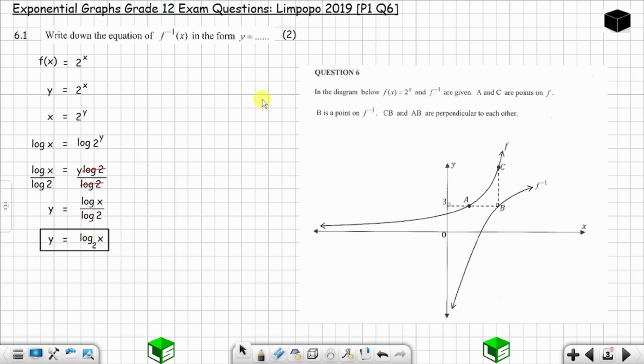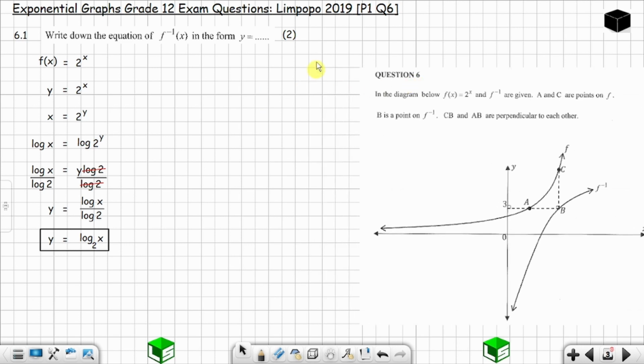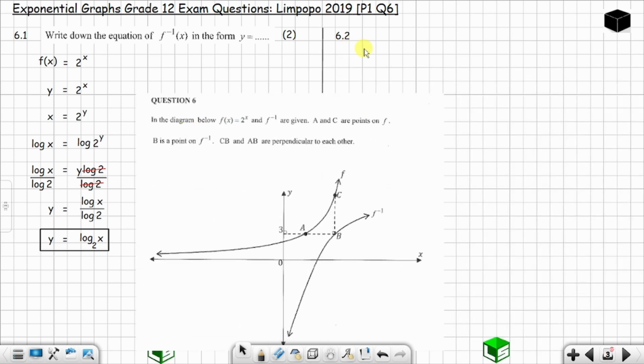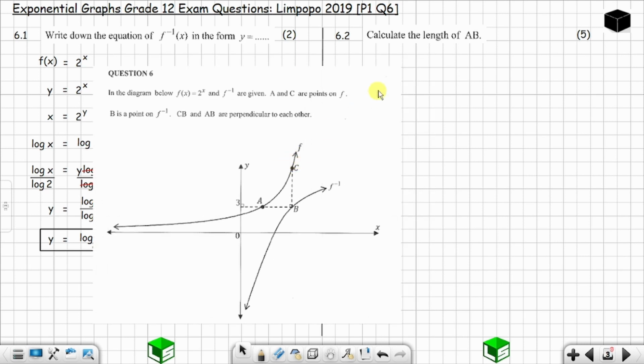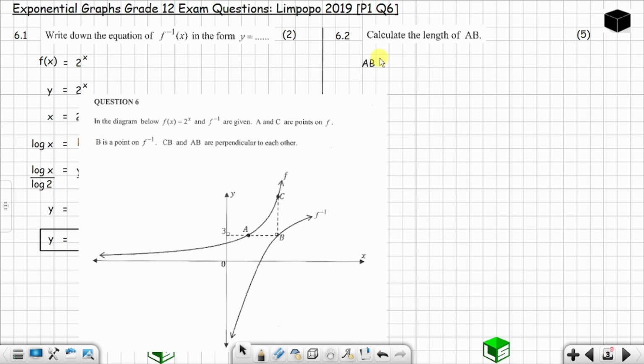Now let's move on to question 6.2. The question is calculate the length of AB, and this question is 5 marks. You have to calculate the length AB, that horizontal length. What is AB equal to?